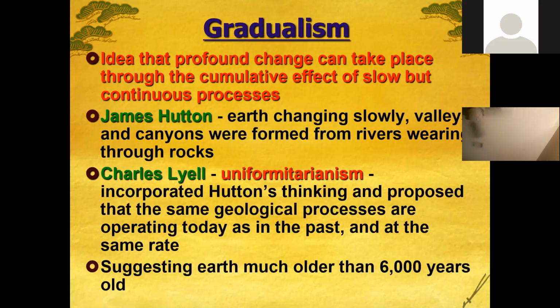So another person, Charles Lyell. Charles Lyell came up with a theory called uniformitarianism, where he pretty much incorporated what Hutton was doing, gradualism, but he also proposed that the same geological processes that are operating today operated in the past, and they're happening at the same rate. So like glaciers carving out huge valleys, mountains forming, that the things that were happening now happened millions of years ago. And both of them, once again, suggested that the Earth was more than just 6,000 years and that it was changing.